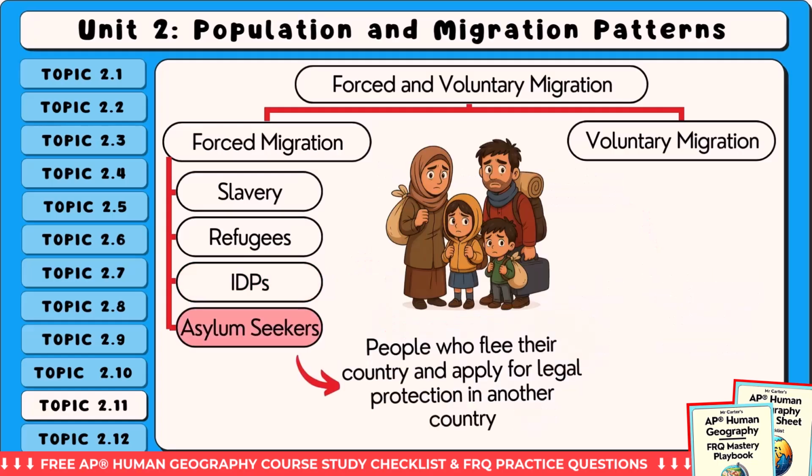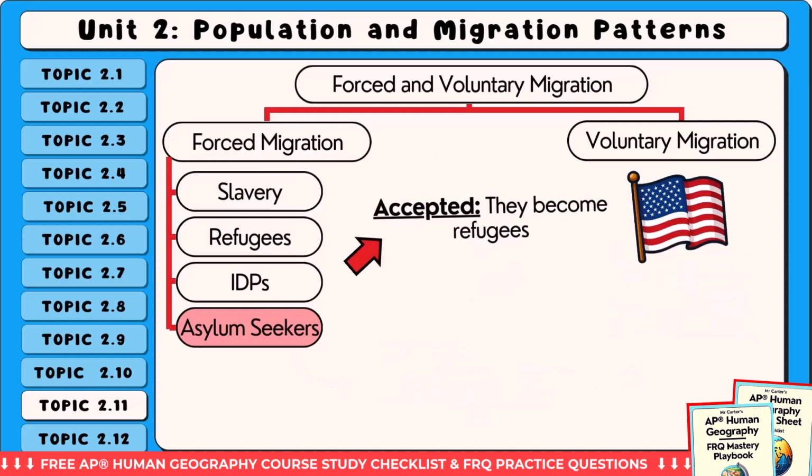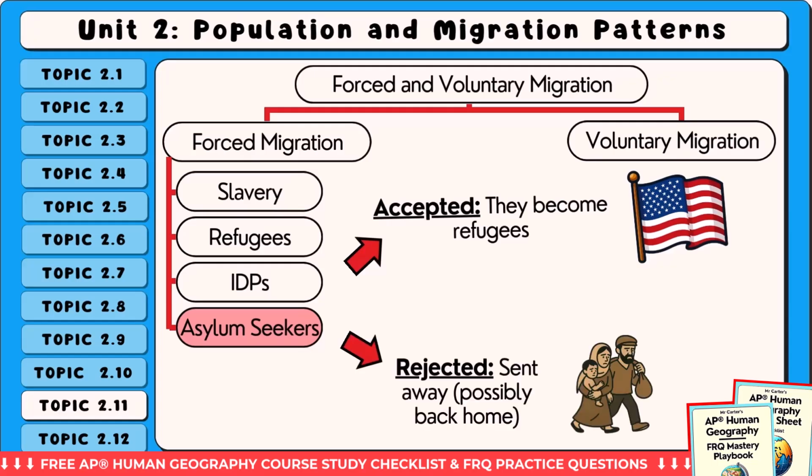Asylum seekers are people who flee their country and apply for legal protection in another country. They must prove that they are in danger and qualify for refugee status. While their application is being reviewed, they may face uncertainty and limited rights. If accepted, they become refugees. If denied, they may be sent back or must find another place to live.